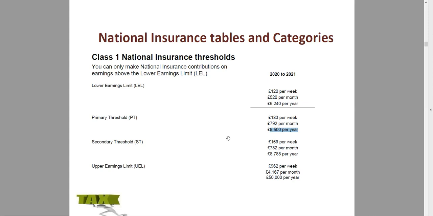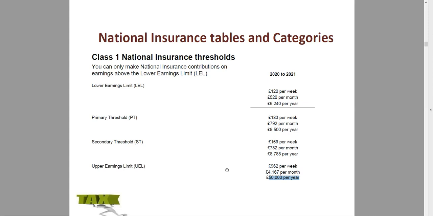On the other hand, if someone's income is 8,788, the employer doesn't have to pay employer's national insurance for that employee. And the upper threshold is 50,000. That means this 12% rate for the employee national insurance contribution will stop when the earnings touch 50,000.